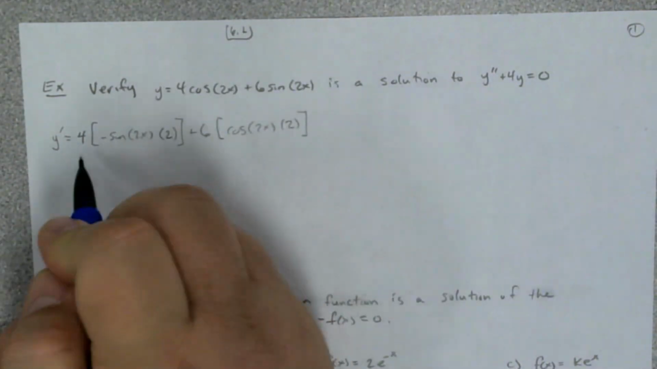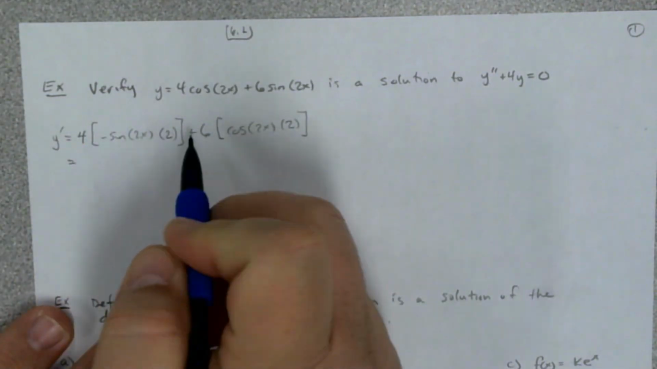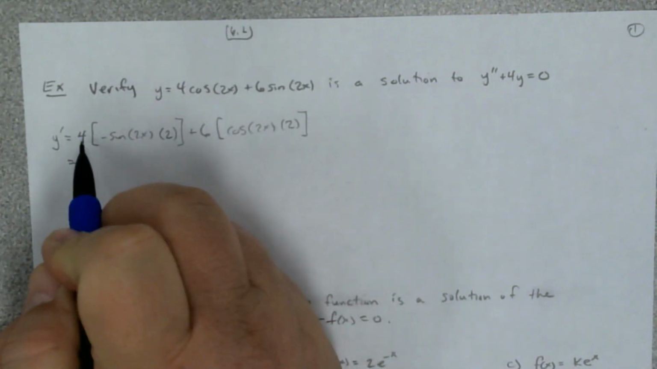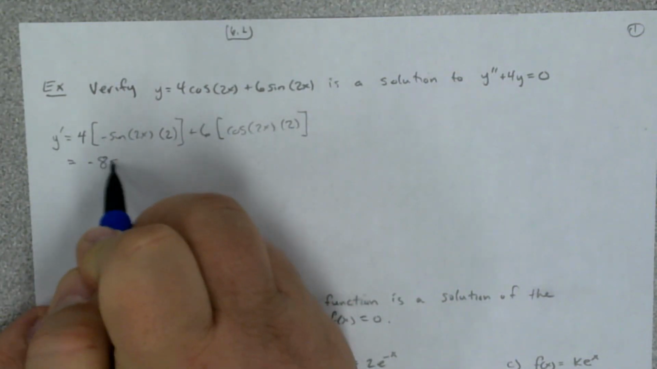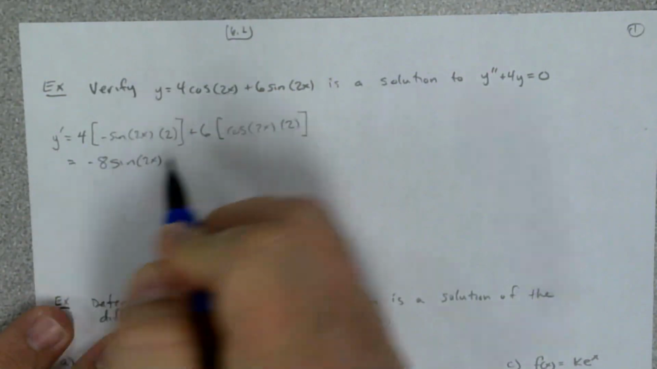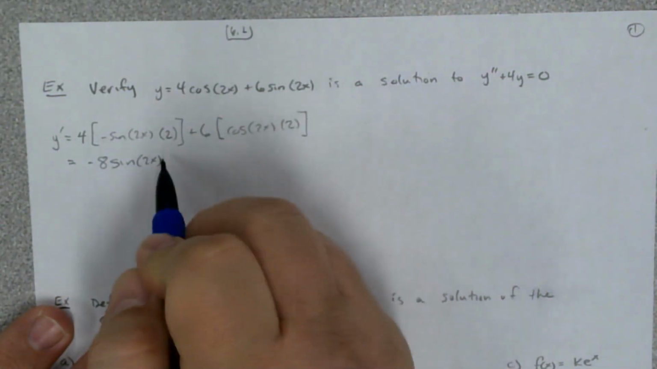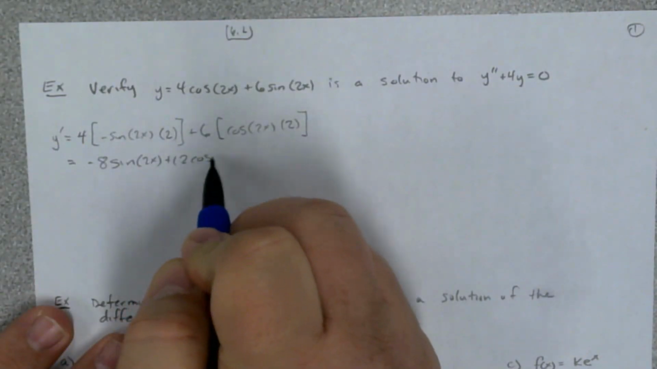You can clean that up to make finding the second derivative a little bit easier. I have a 2, a negative, and a 4. That gives me negative 8 sine of 2x. Here I have a 2 and a 6. So that gives me the 12 cosine of 2x.